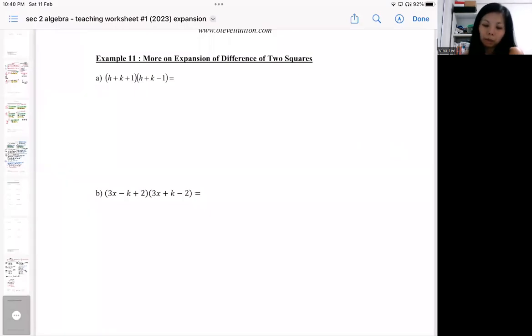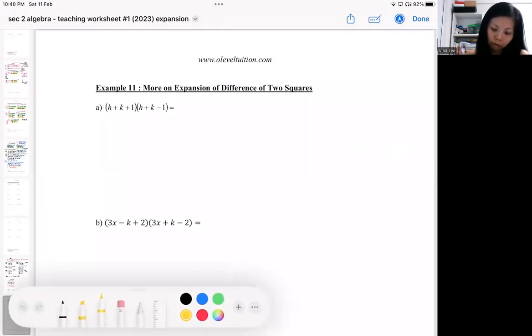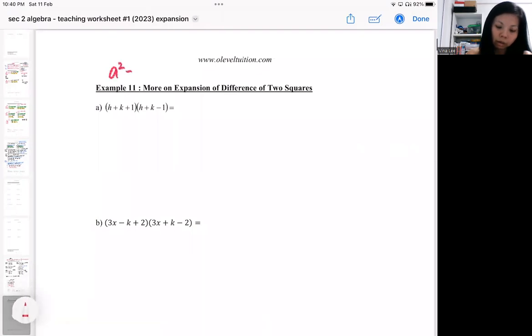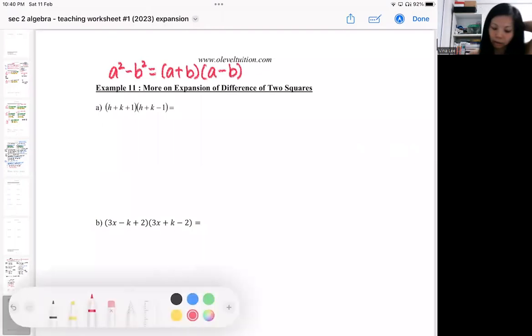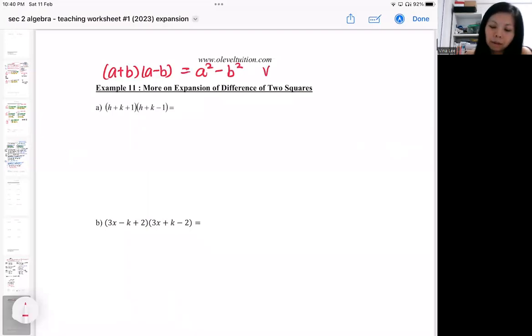Okay, so for this example, it will still be on the same formula. It will be on the formula where a squared minus b squared equals a plus b, a minus b. Sorry, I think I wrote wrongly. I wrote the factorization way. So it should be a plus b, a minus b, and it will give you a squared minus b squared. So if I write it the other way, then that becomes a factorization.